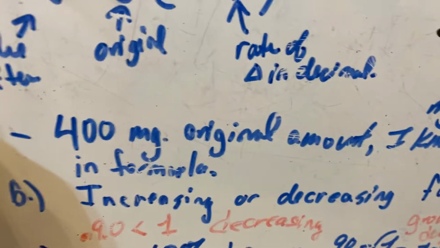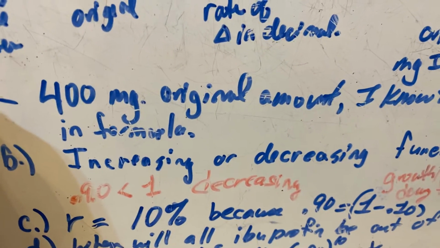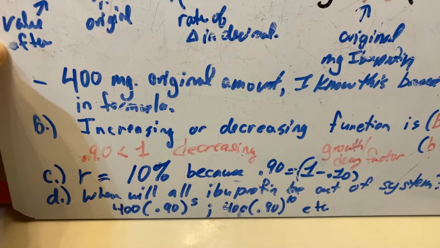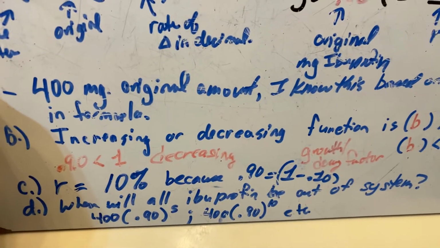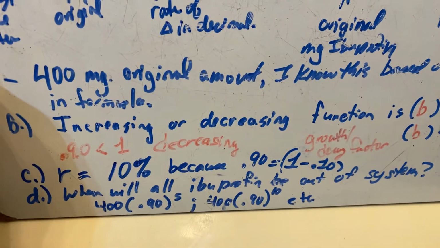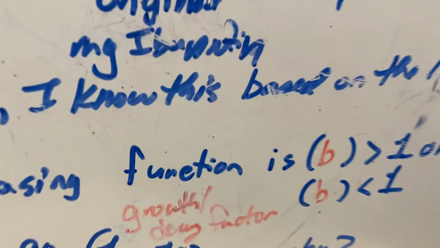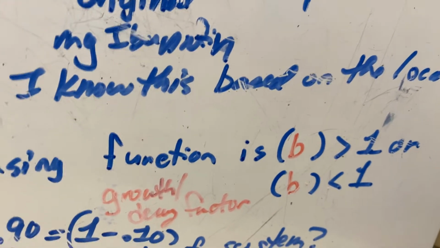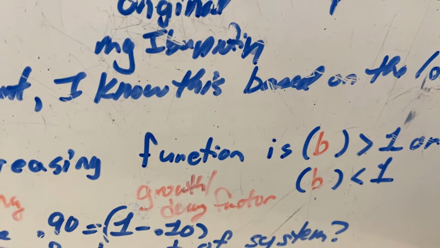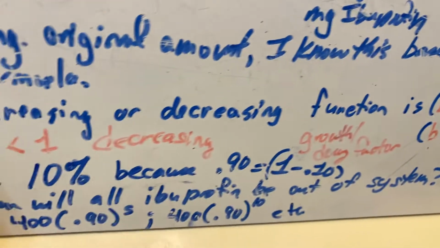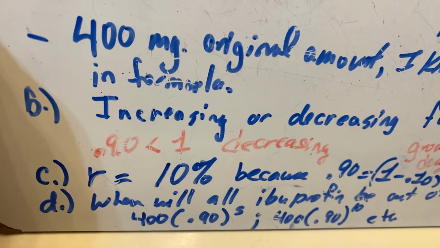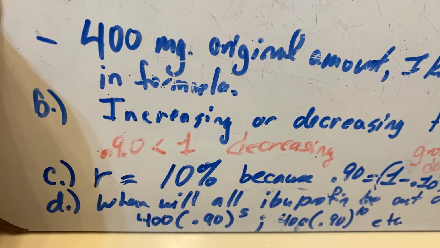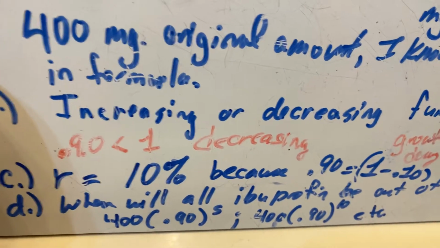So answering question A, 400 milligrams is the original amount. I know this because of the location of the 400 in the formula. Is it an increasing or decreasing function? Well, if b, which is your growth or decay factor, is greater than 1, we have growth or increase. And if b, the value in the parentheses, is less than 1, we have decay or decreasing function. So again, we were given 90 cents is the decay factor, which is less than 1, therefore it's decreasing.